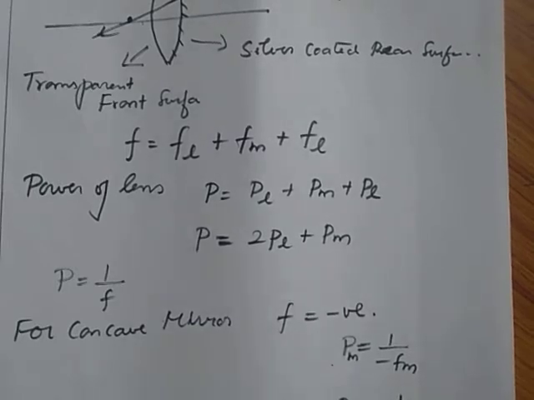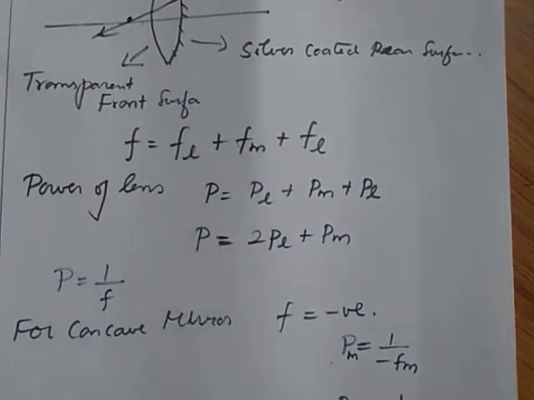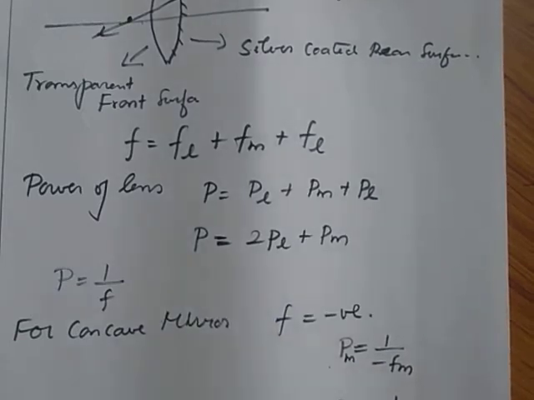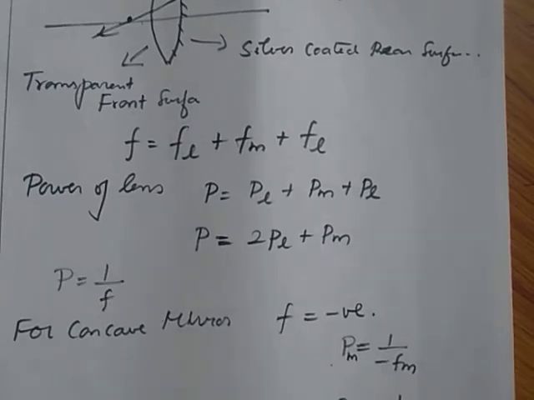For the lens, PL is equal to 1 by FL, that is a convex lens. A convex lens is a converging lens, so the focal length will be positive, power of lens will be positive and focal length also positive. Then for the entire combination, that is a silvered lens, P is equal to 1 by minus F, because the entire silvered lens behaves as a concave mirror.